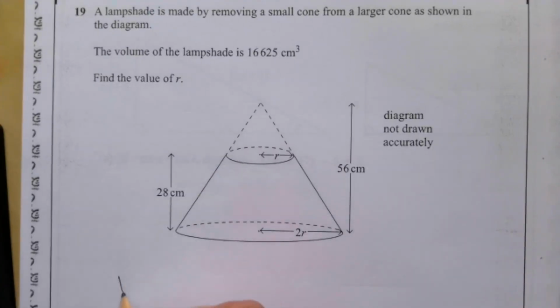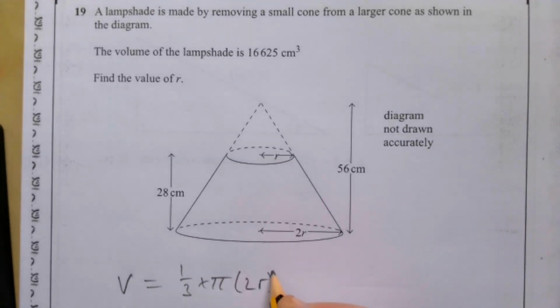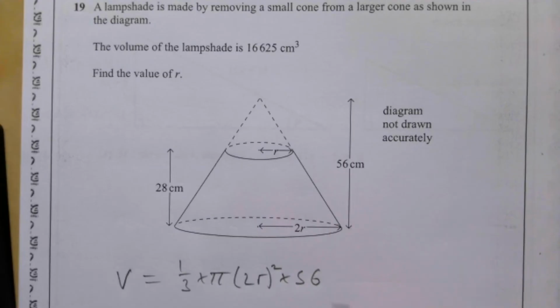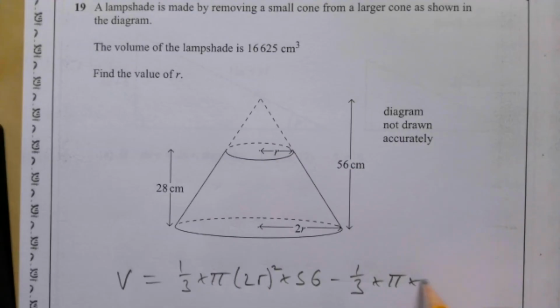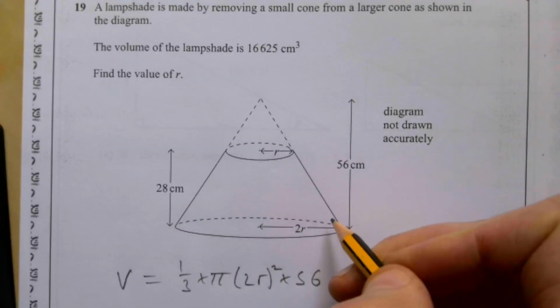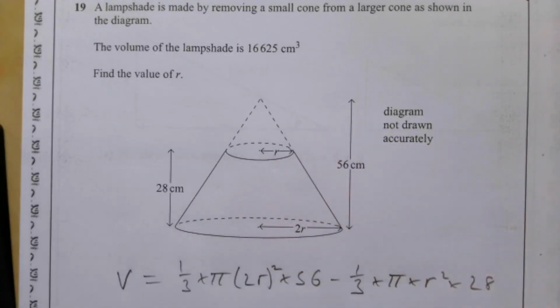So our volume of a cone is 1/3 times pi times r squared times 56. So that's the big one. So it's 1/3 pi r squared h. If you look at the formula on the front of your formula sheet, that's what we have. So 1/3 pi r squared h. The r in this case is 2r, and we have 56. Take away 1/3. So this is then for the wee one, times pi times r squared, and times 28, taken away from the 56 gives us then 28.